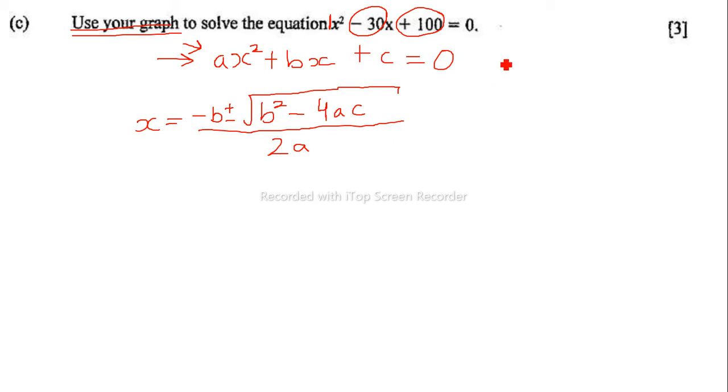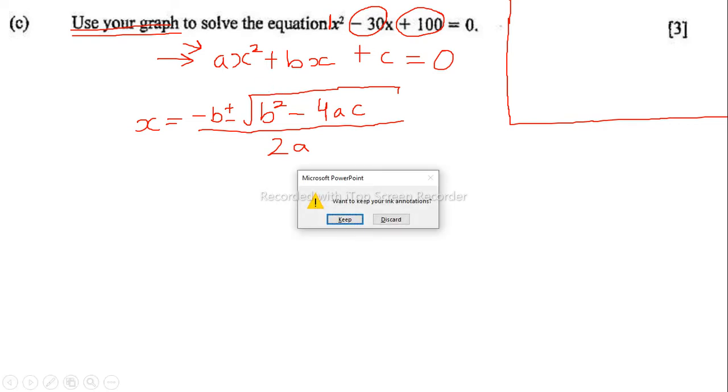Yeah, the two of them apply together. This really is the solution to the equation, but it goes along with the top one, because without the top one, you wouldn't know what a is, what b is, or what c is. So they go together.